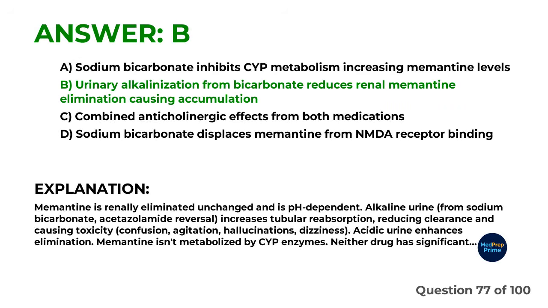Correct answer, B. Memantine is renally eliminated unchanged and is pH dependent. Alkaline urine from sodium bicarbonate, acetazolamide reversal, increases tubular reabsorption, reducing clearance and causing toxicity, confusion, agitation, hallucinations, dizziness. Acidic urine enhances elimination. Memantine isn't metabolized by CYP enzymes. Neither drug has significant anticholinergic effects. Bicarbonate doesn't affect receptor binding. This is a clinically significant interaction in patients requiring urinary alkalinization or those taking carbonic anhydrase inhibitors.